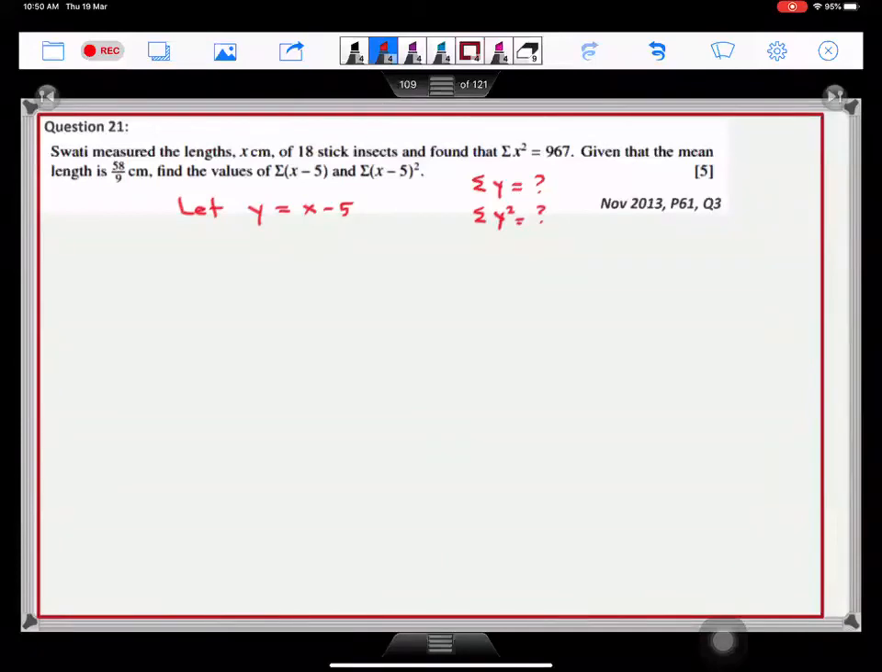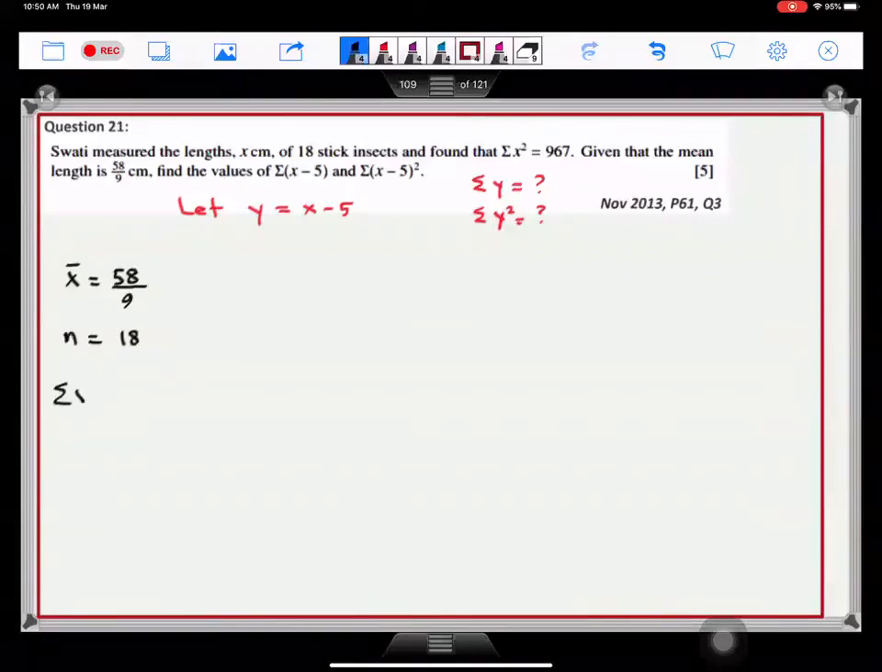Now, when we talk about sigma x minus 5, this question is like what we started after the revision, the ASME question. 50 was subtracted how many times? 16 times. It has something to do with that. Maybe everything to do with that. Sigma x, first of all, you need to calculate it. The mean length, the original x bar, is 58 over 9. Number of samples is 18.